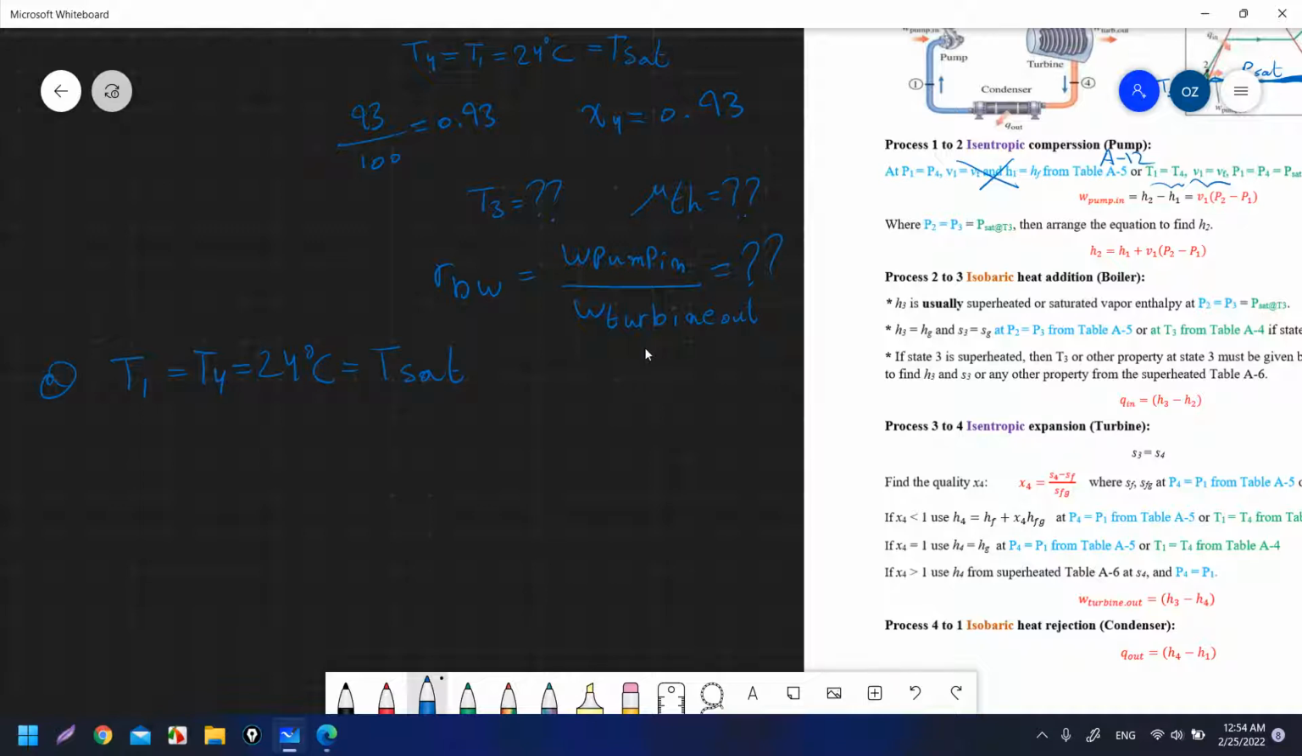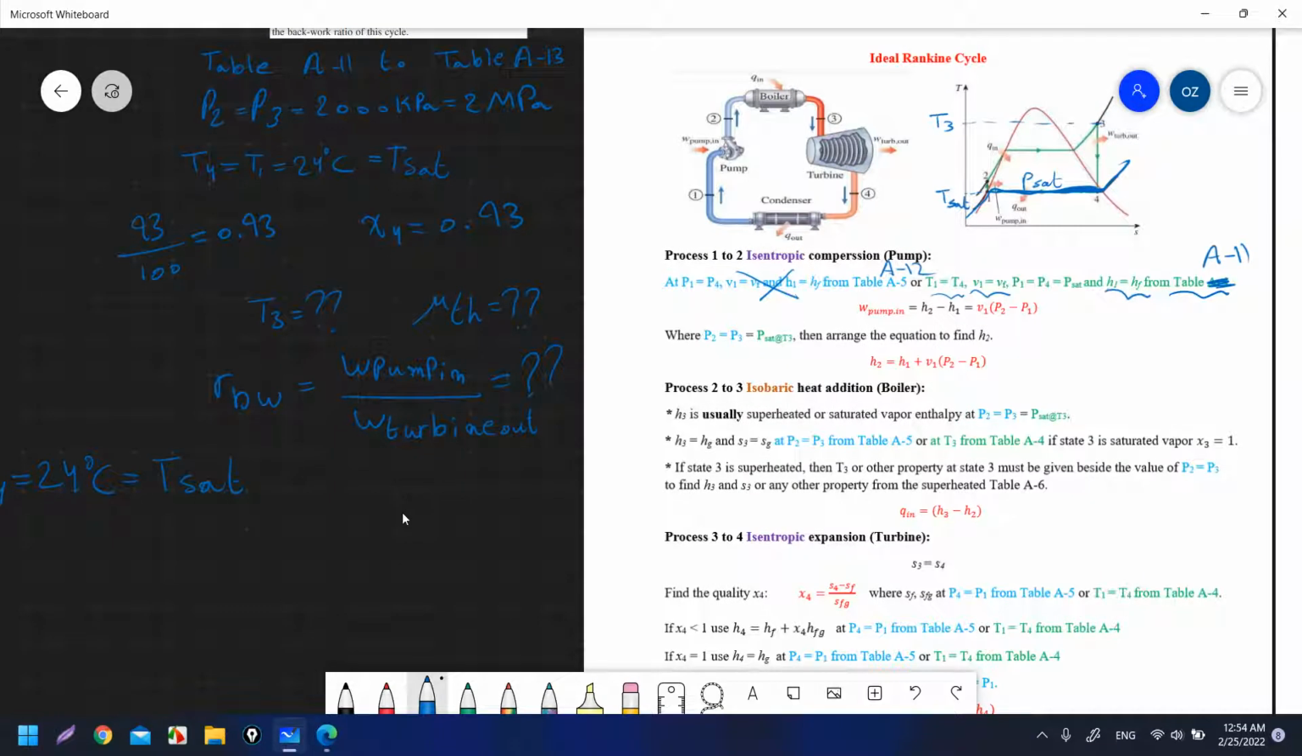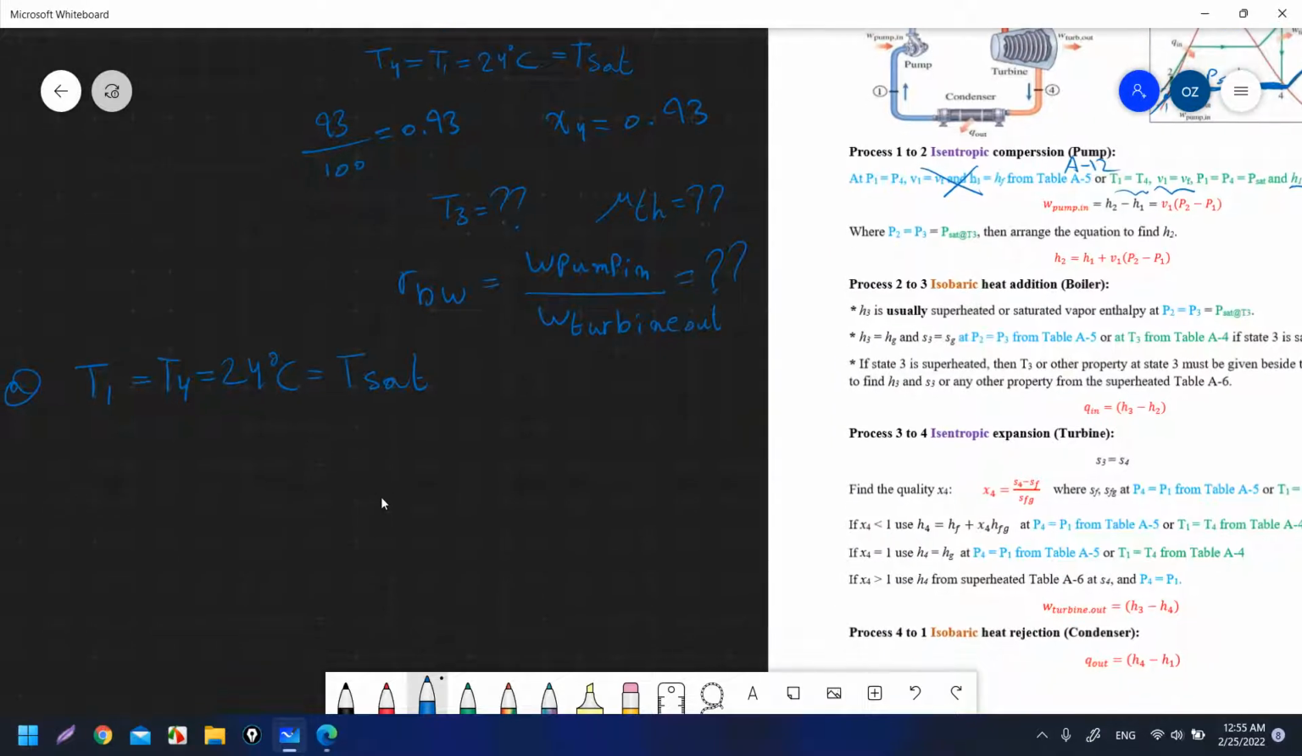Okay, T1 will not equal T saturation if there is subcooling. Because subcooling means that you move down along the constant pressure line to be under the saturation temperature, and state 1 will be here. But now in this question we have it here. We will see a question about this. It was a question that came in the midterm exam before.